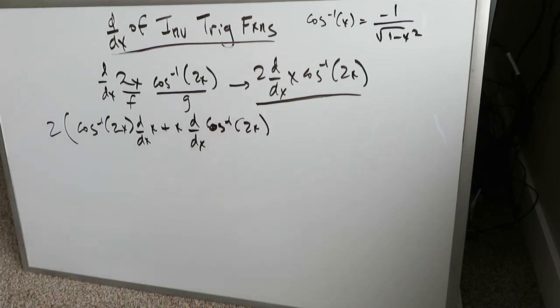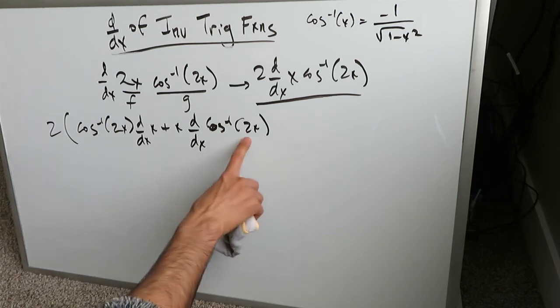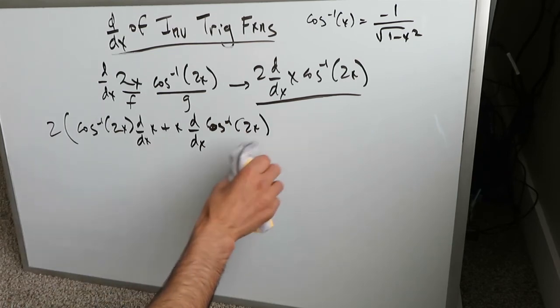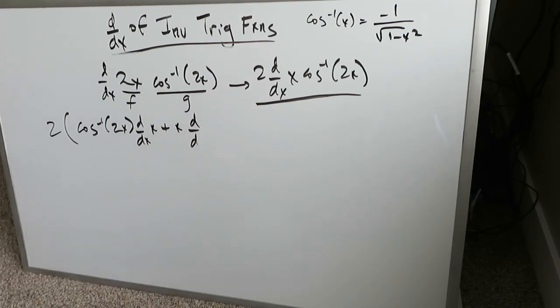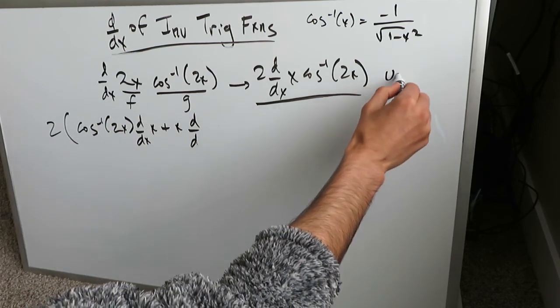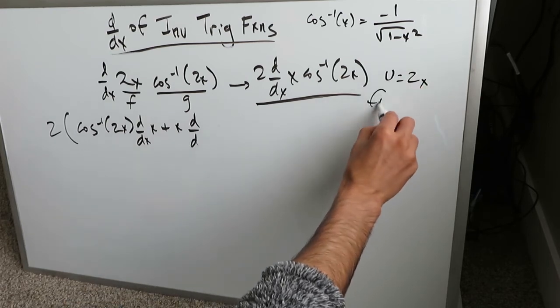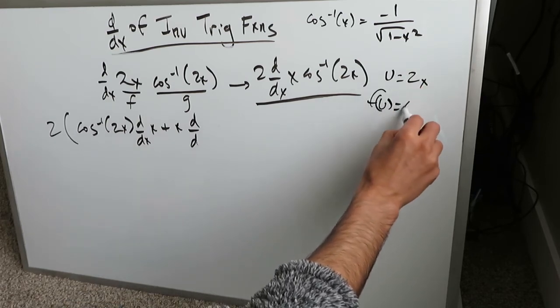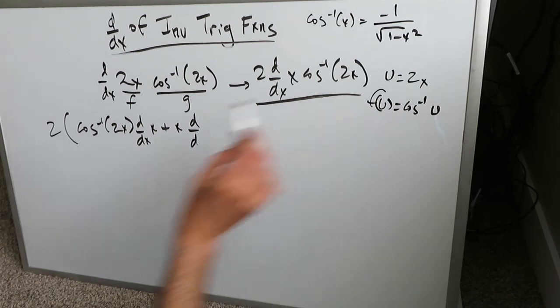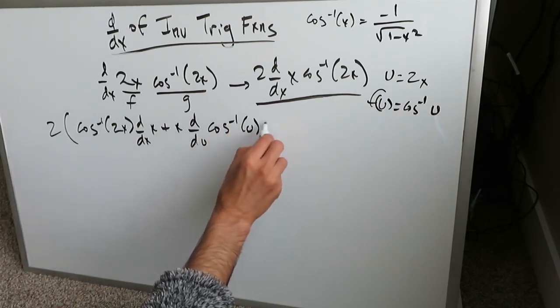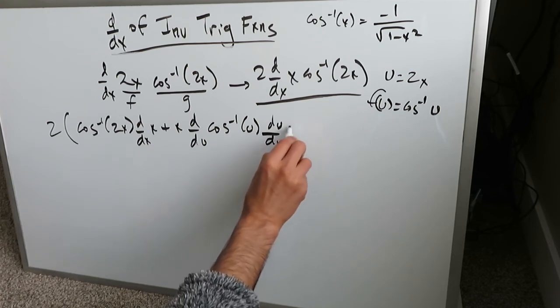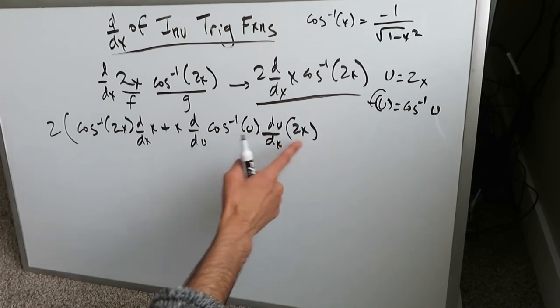But this is exactly where I want to put in the chain rule. If u is equal to 2x, f of u is equal to inverse cosine of u, and you'll see that right here. My substitution is u equals 2x. Therefore, f of u is equal to cosine minus 1 of u. Alright, so let's do that. Cosine minus 1 of u, and then du over dx is multiplying with 2x.